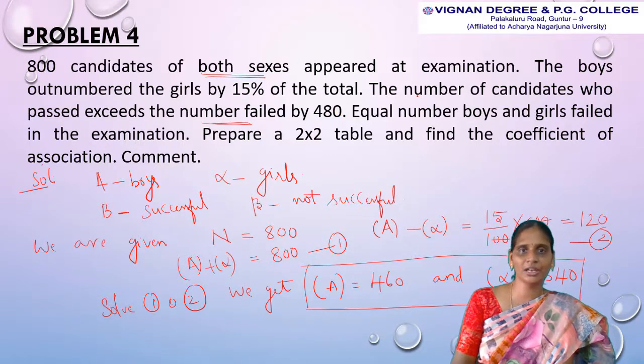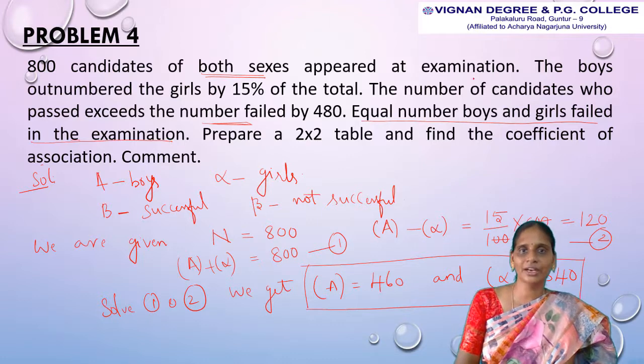So this is the first calculation, and the second calculation is equal number of boys and girls failed in the examination. Boys is denoted by A, girls is denoted by alpha. So those who failed in the examination, that means we have to find out frequency of A beta and frequency of alpha beta. Those two values are equal, based on this sentence.